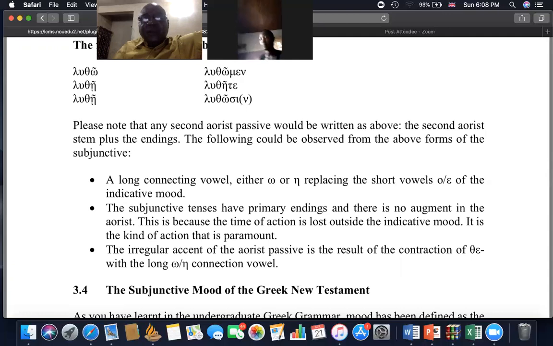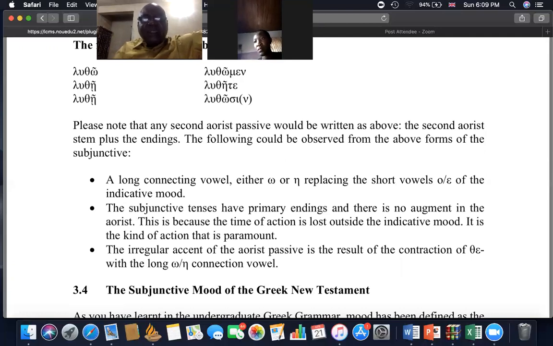The following should be observed from the above forms of the subjunctive. A long connecting vowel, either omega or eta, replaces the short vowels omicron and epsilon of the indicative mood. That is one thing I want you to get. The subjunctive tenses have primary endings, and there is no augment in the aorist.